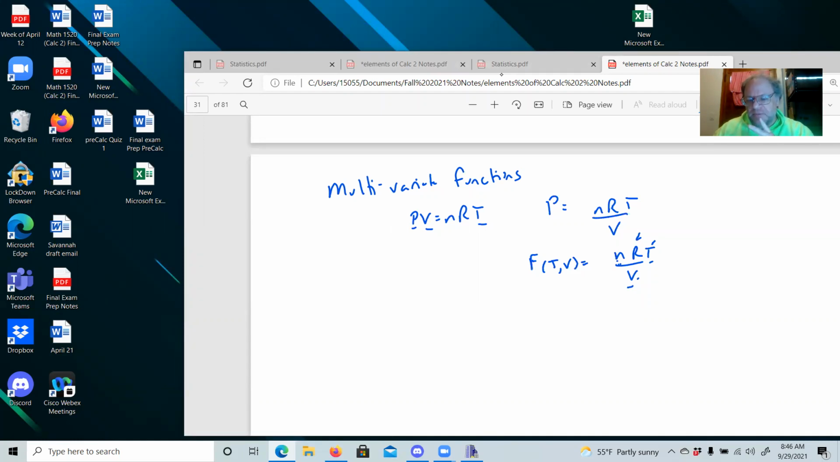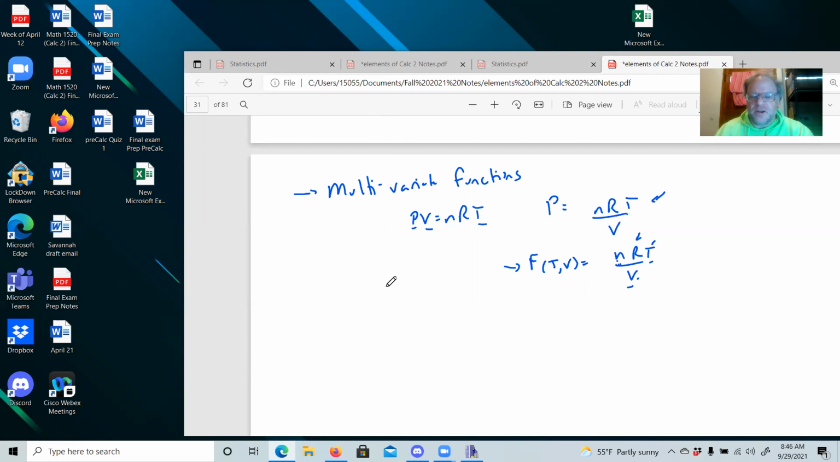Now we're going to dress it up in fancier clothes. But anytime you have an equation where you have more than one variable, it's a multivariable function. And I know most of you have had at least this much chemistry.